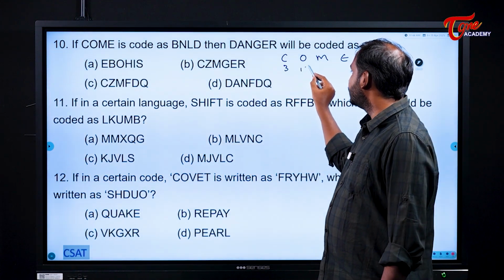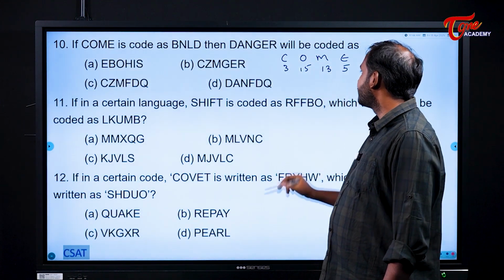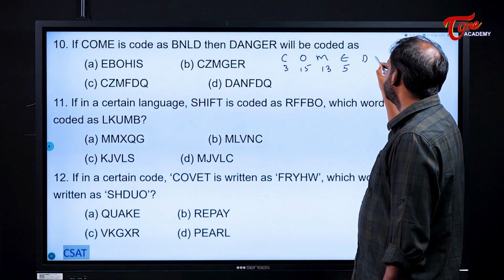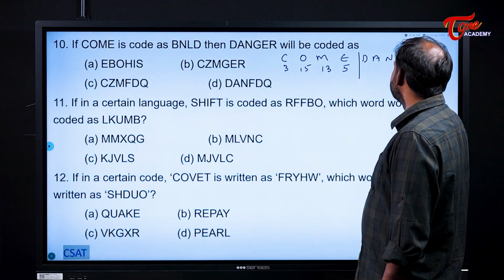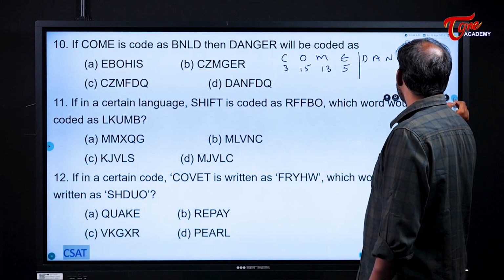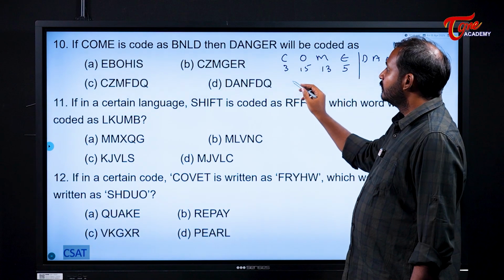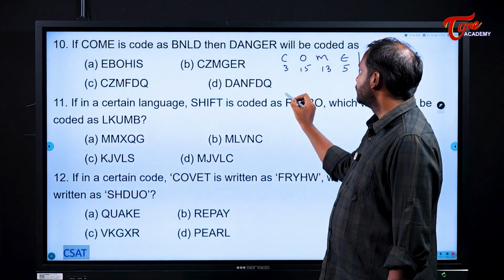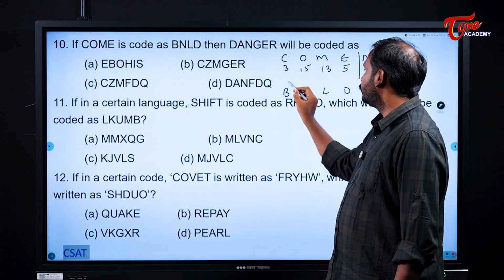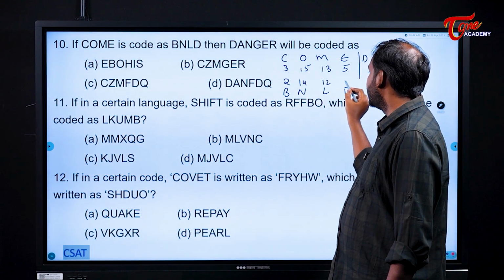3, 15, 13 and 5. Then how will DANGER be coded? DANGER. How will DANGER be coded here? Please observe. COME is coded as BNLD: 2, 14, 12 and 4.